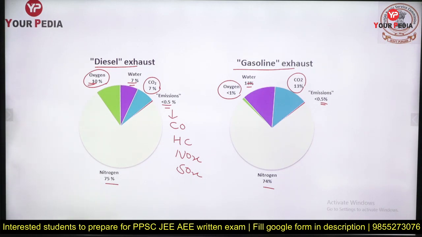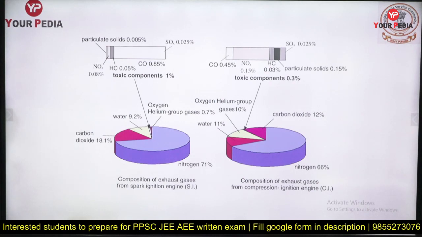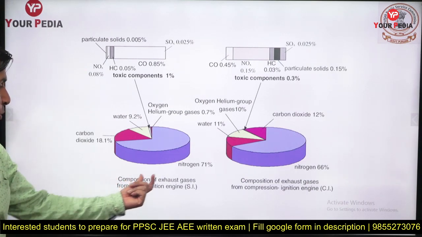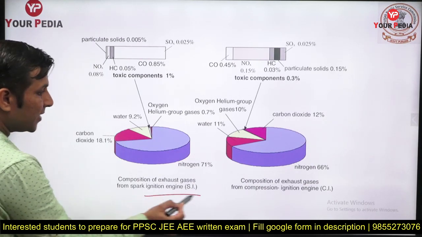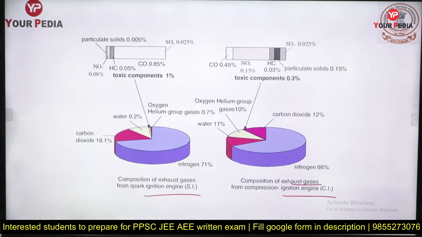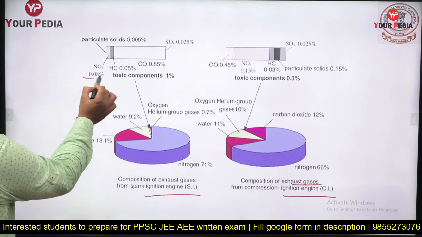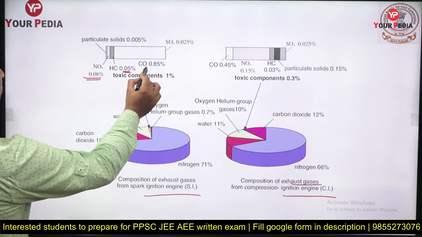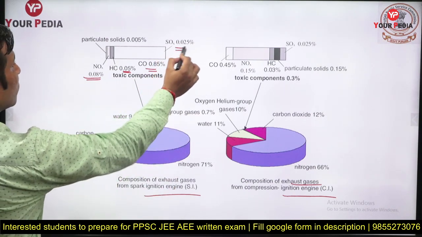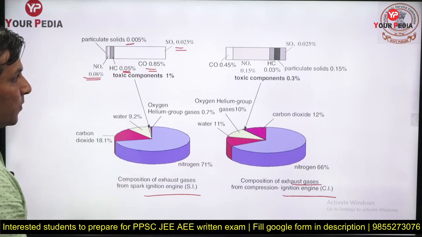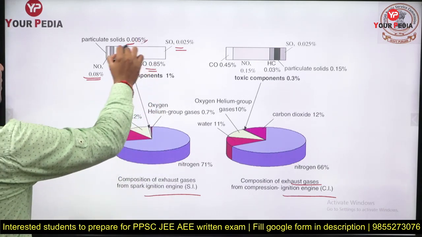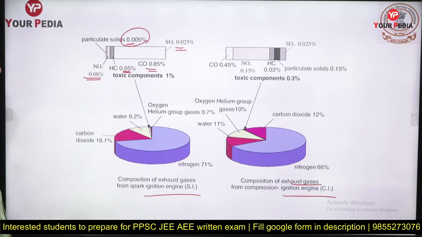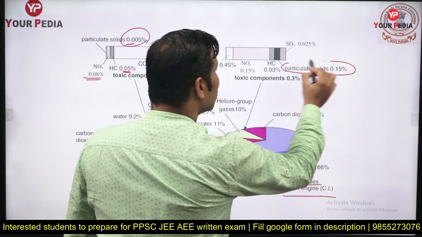Fine. Further, if you want some exact percentages, although it is not required, you can observe it here. Out of that total less than 5%, if you want to check the percentage of NOx, this is the composition of exhaust gases from an SI engine, and this represents the composition of exhaust gases from a CI engine. The percentage of NOx is close to 0.08%, hydrocarbon 0.05%, then carbon monoxide, sulfur oxides and other particulate solids. Here the particulate solids are less than 0.005%, and here the particulate solids in case of diesel engine are much higher.